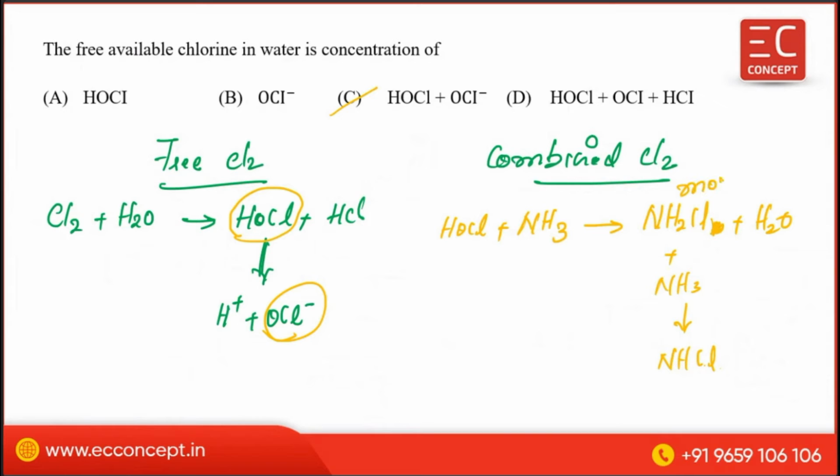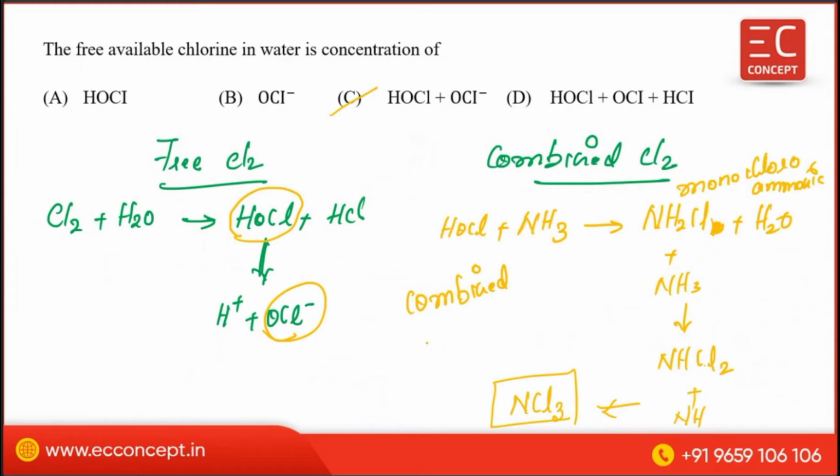This is monochloro ammonia. This is dichloro ammonia. Again this reacts with ammonia to form trichloro ammonia. Okay, so all these chlorines are called combined chlorine: monochloro ammonia, dichloro ammonia, and trichloro ammonia. These are called combined chlorine.